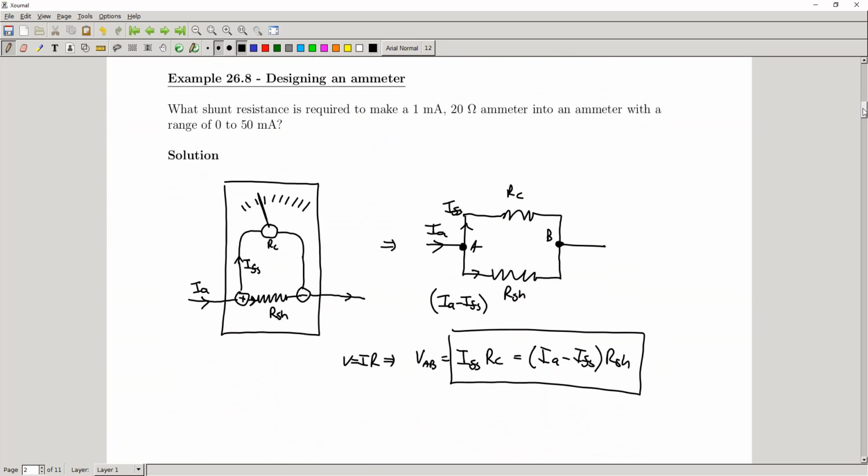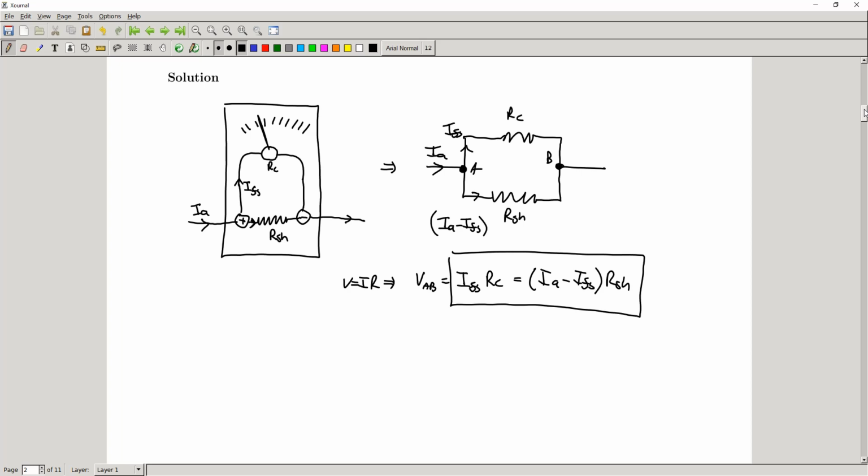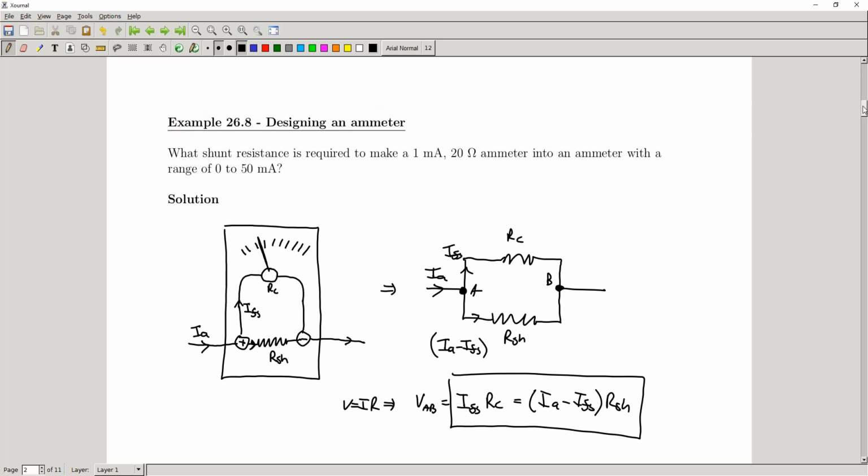And so now, using this formula that we derived here, we can just substitute in the numbers that were given in the problem, right? And so we're told that our meter here can read 1 microamp, and it has a resistance. So this is our RC. This is our I full scale, and this is our IA. Okay, so we want when we connect this 50 microamp.